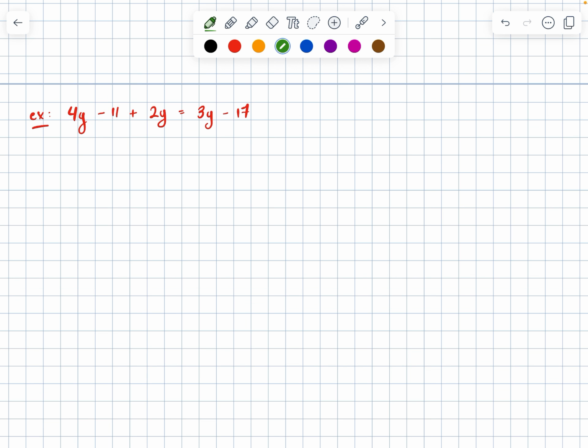If I scroll down, one that's a little bit different here, maybe a little bit more to work with, 4y minus 11 plus 2y equals 3y minus 17. Again, my goal here is to solve for y, which means I want to get y by itself on one side of the equation. Give yourself a little bit of time. How could I make a series of choices here to get to a place where y is all by itself? Go ahead, take some time, and then we'll chat.